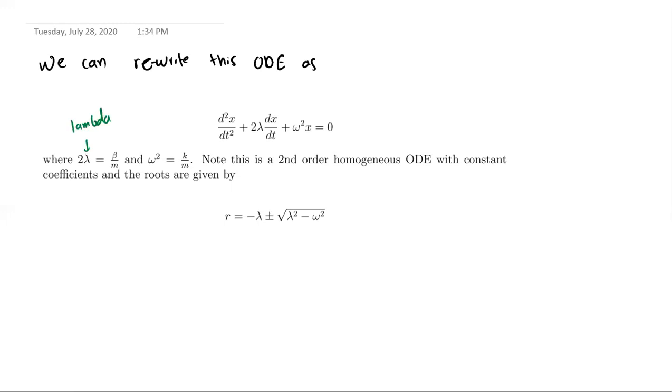So that my ODE looks like this. Now, the reason why I do this is because then when I find the characteristic polynomial, it simplifies the roots to this easy form.